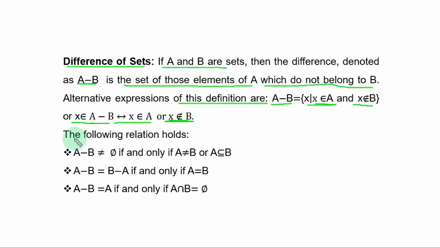All right, the following relation holds. 1. The difference between A and B is equal to empty set if and only if A is a subset of B. 2. The difference between A and B is equal to the difference between B and A if and only if A is equal to B. 3. The difference between A and B is equal to A if and only if A intersection B is equal to empty set.